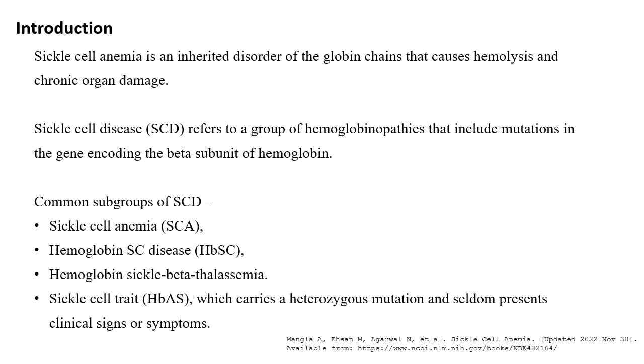Sickle cell anemia is an inherited disorder of globin chains that causes hemolysis and chronic organ damage. I'd like to introduce another term, that is sickle cell disease. Now, sickle cell disease refers to the group of hemoglobinopathies that include mutations in the gene encoding the beta subunit of hemoglobin. The subgroups involved in sickle cell disease are sickle cell anemia, hemoglobin sickle cell disease, hemoglobin sickle beta thalassemia, that is double heterozygous, and sickle cell trait, that is a heterozygous mutation and rarely presents with any clinical signs or symptoms.